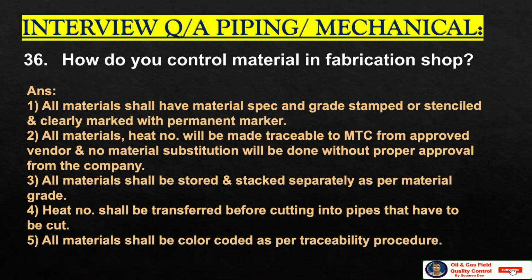How do you control material in the fabrication shop? All materials shall have the material specification and grade stamped and stenciled, clearly marked with permanent marker. All material heat numbers will be made traceable to the MTC from the approved vendor, and no material substitution will be done without proper approval from the company.